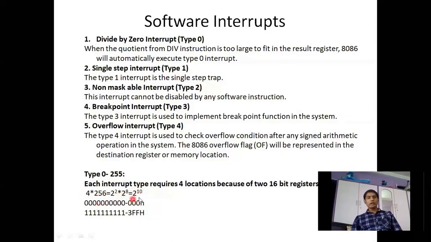2 power 10 means what is the starting address? 10 zeros and 10 ones. 10 zeros, what is the equivalent value? 000H. 10 ones, what is the equivalent value? 3FFH. So the starting address for any interrupt is 000H, and the ending address for the interrupt is 3FFH. In the interrupt vector table, we can observe the same addresses.